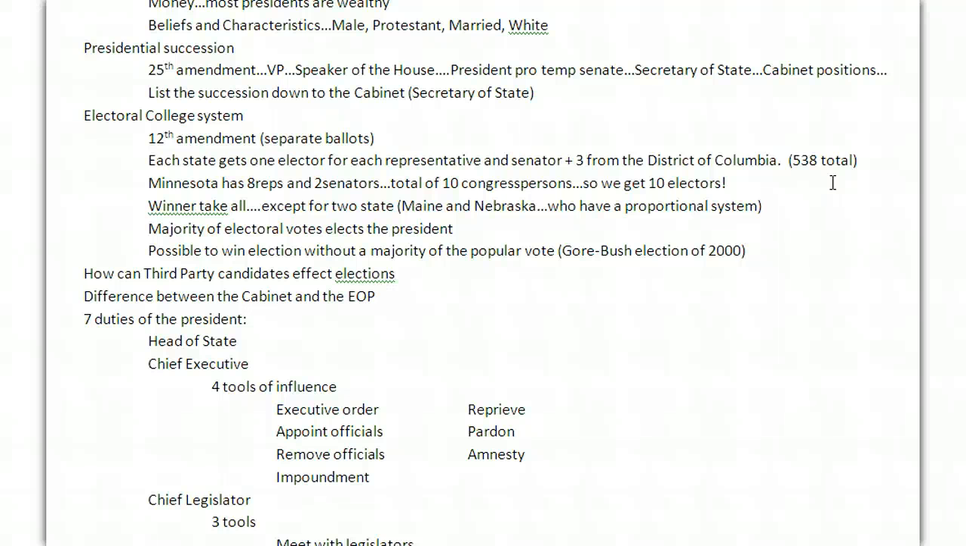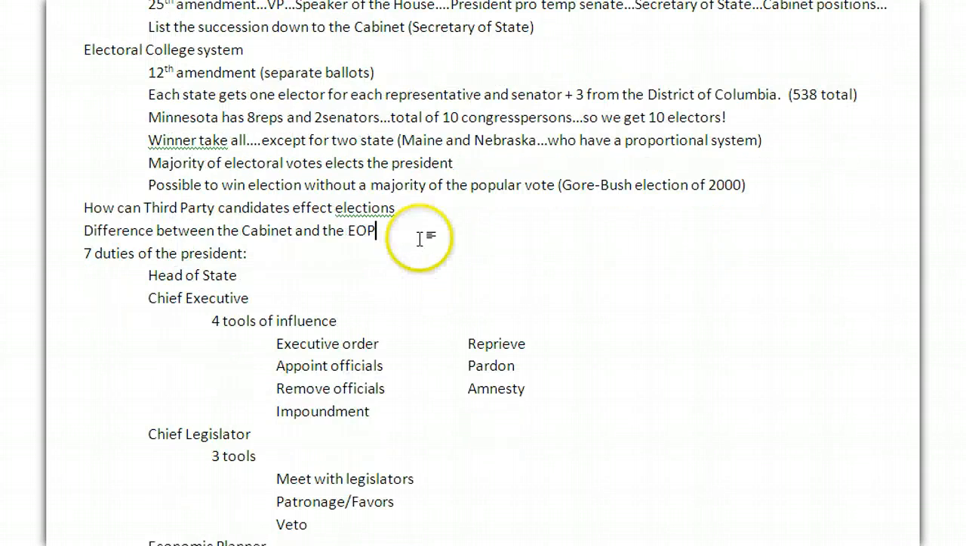You need 270. Okay. Third parties can affect the elections in that they can take votes away from a candidate so that they can't win that state's popular vote, and therefore they don't get the electors for that state in the electoral college. We talked about that in a different unit. We're going to eliminate this right here for now.